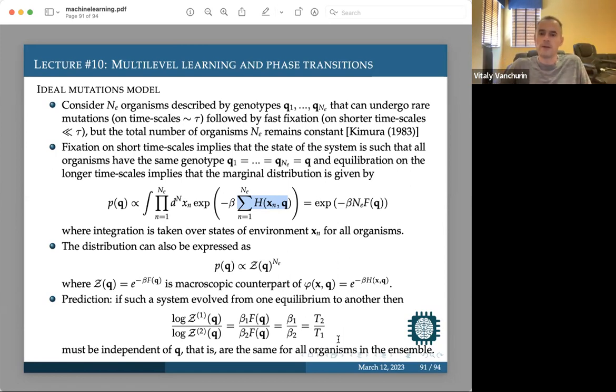So you change the environment, but it turns out that the prediction would be, regardless of that, the ratio of the fitnesses for a given fixed genotype for these two environments would have to be independent of Q. And that's the result that you obtain. Now, if you see deviation from that, it means that you have to go back and adjust your loss function. And that's, of course, how physics works, right?